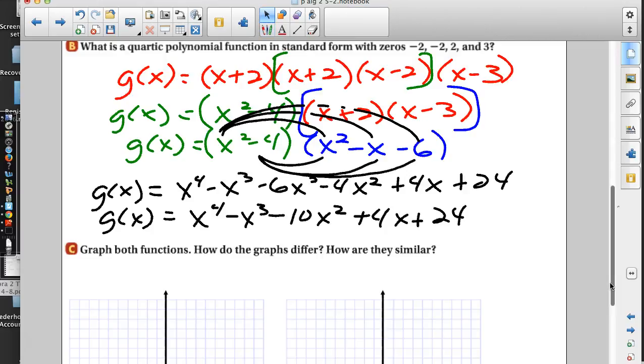But again, I would want to punch this in and see, does this do what it's supposed to do? We've got zeros at -2, -2, 2, and 3. So let's see. This one was x to the 4th minus x to the 3rd minus 10x squared plus 4x plus 24. Zoom 6. Wait a minute.